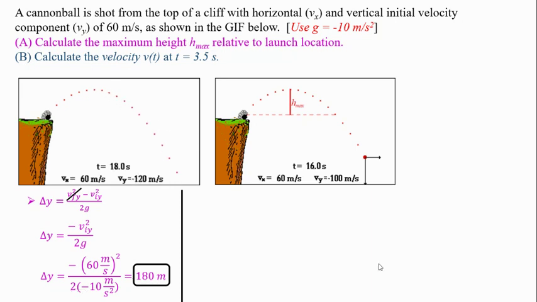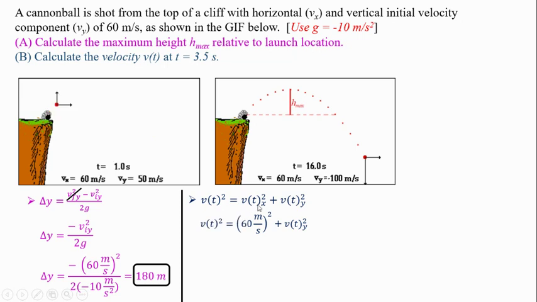All right, so let's go ahead and do part B. To find the velocity at 3.5 seconds, I need to know a couple of things, Vx and Vy at that specific time, at 3.5 seconds. Well, this one's pretty easy. I know what Vx is. Vx is 60 because it stays constant throughout the whole entire flight. What I don't know is my velocity in the vertical direction, V of t here in the y direction. So I need to figure that out. But that's not too bad.